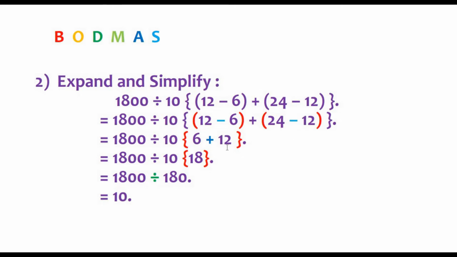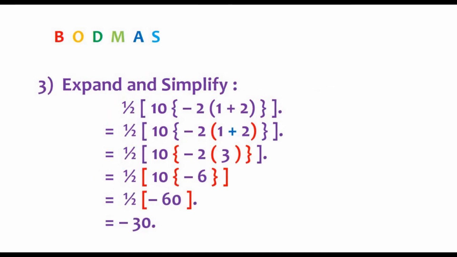So within the parentheses, it says 12 minus 6, which is 6, plus 24 minus 12 in the second parenthesis, which is 12. Now we have sorted the parentheses. The second priority goes to the curly bracket. So within the curly bracket, it says 6 plus 12, which makes 18. And then again, 10 multiplied by 18, which brings 180 here. Now we have sorted the brackets. Now we are left with only one operation, that is division. So 1800 divided by 180 gets 10, and the 10 is the final answer.